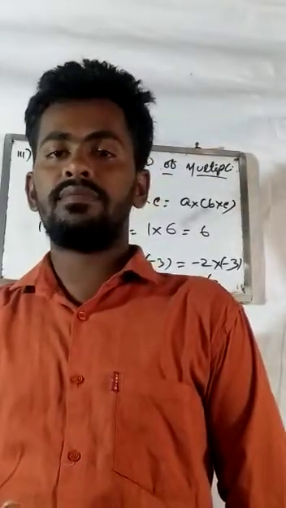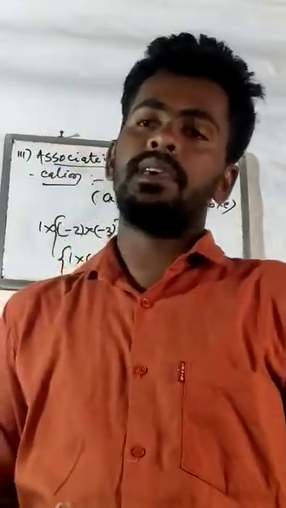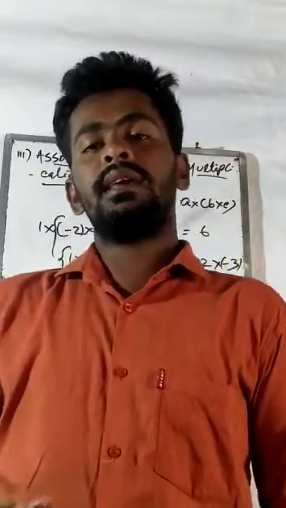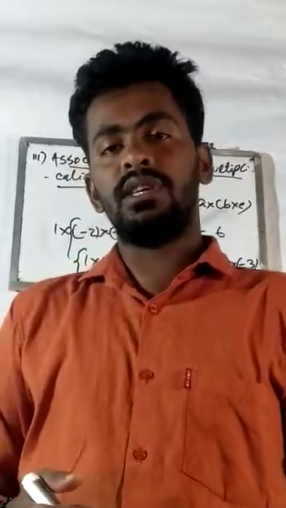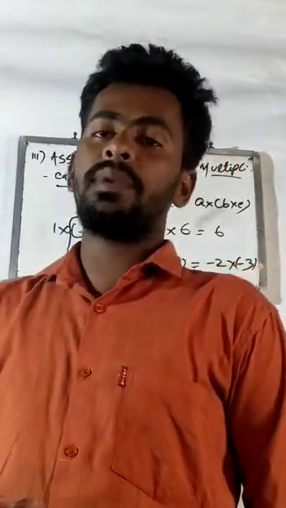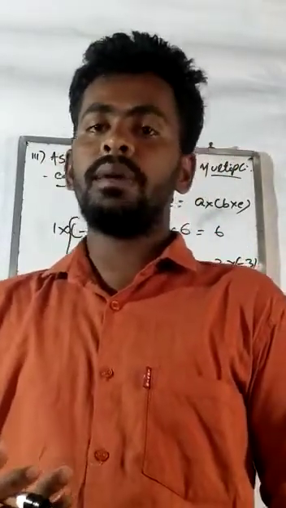Let's see the third property. The third property is the associative property. What is the associative property, students? Now if A, B, C are three integers, then A into bracket B into C equals bracket A into B bracket into C. We can group them in any order.